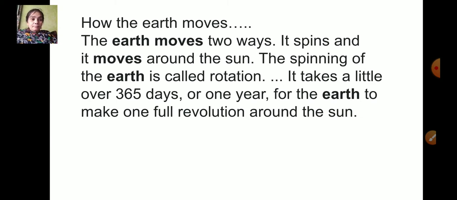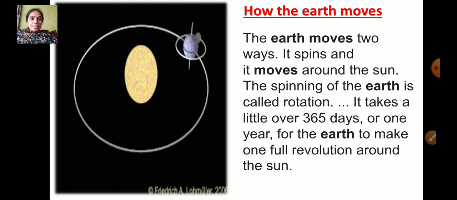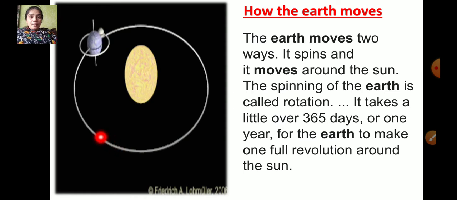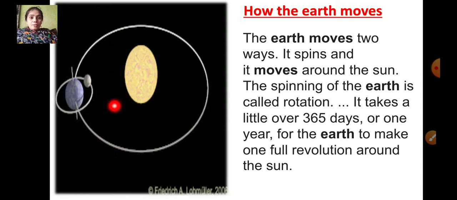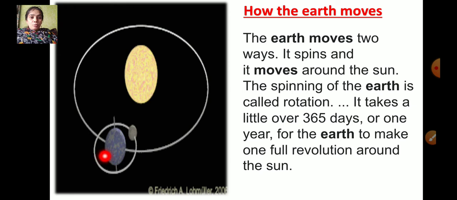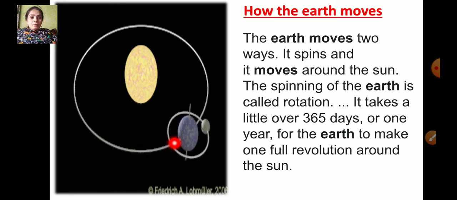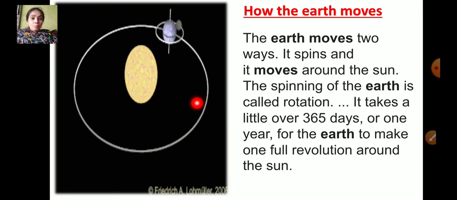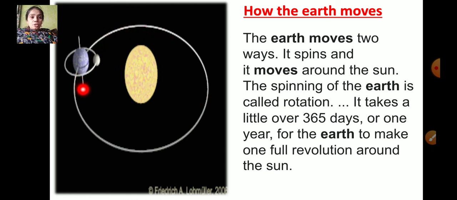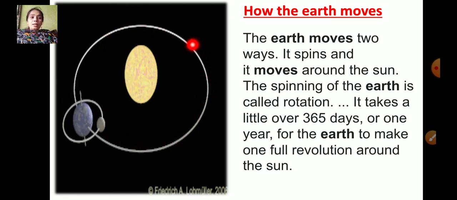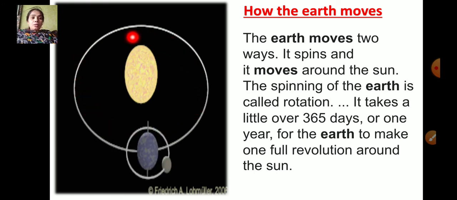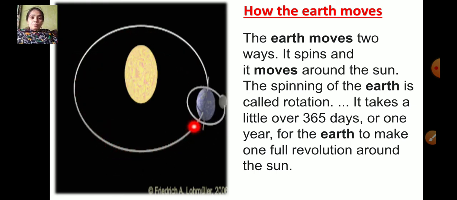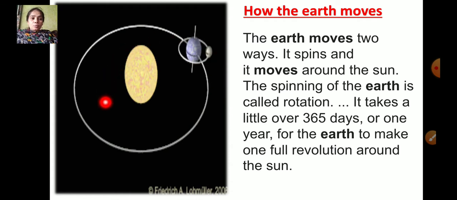So how does it spin? Yes. So can you see the picture here? This is the sun and this is the earth, and the smaller ball is the moon, which is rotating around the earth, the natural moon which the earth has got. So the earth moves in two ways. It spins and moves around the sun.